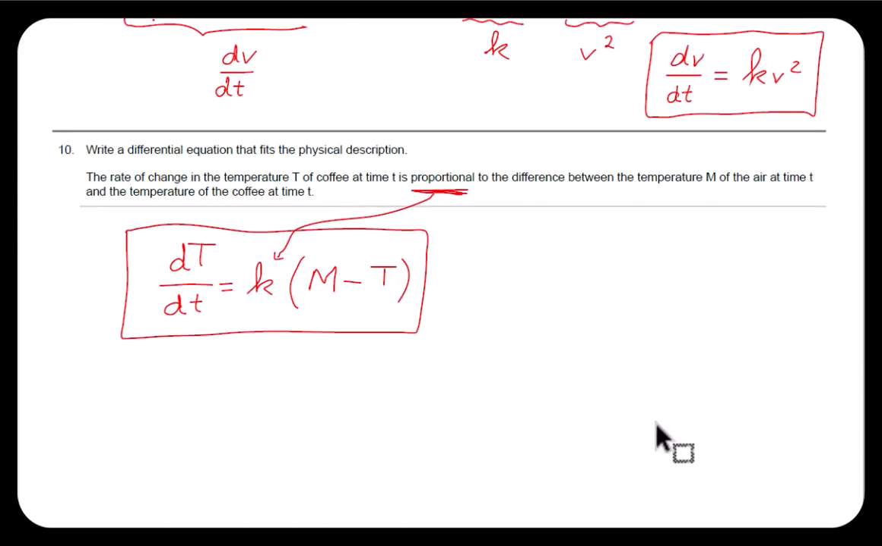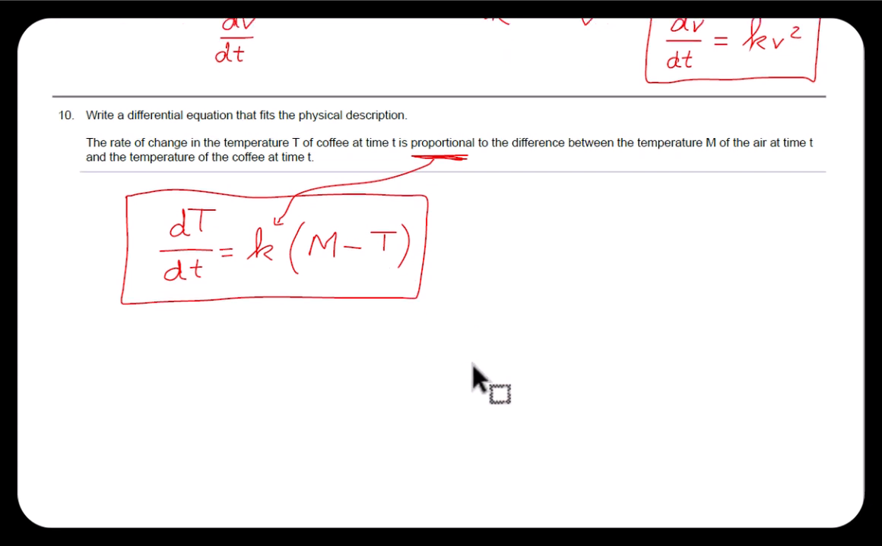And in question 10, we have the rate of change of the temperature of coffee at any time t. So temperature as a function of time is proportional, we have a proportionality constant. Okay, and it's proportional to what? Well, the difference between the temperature of the air, M, and the temperature of the coffee at a particular time.